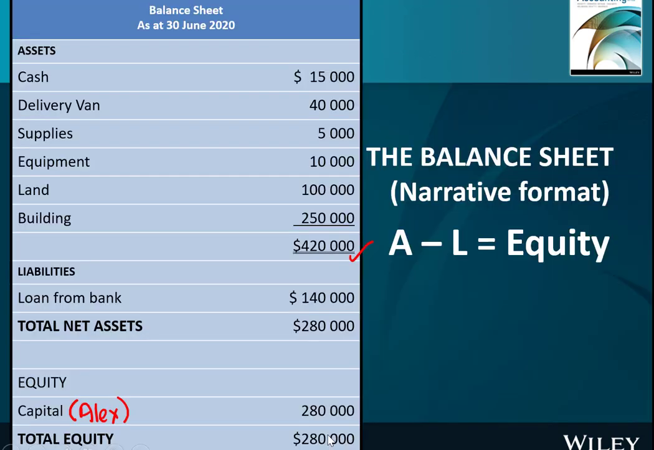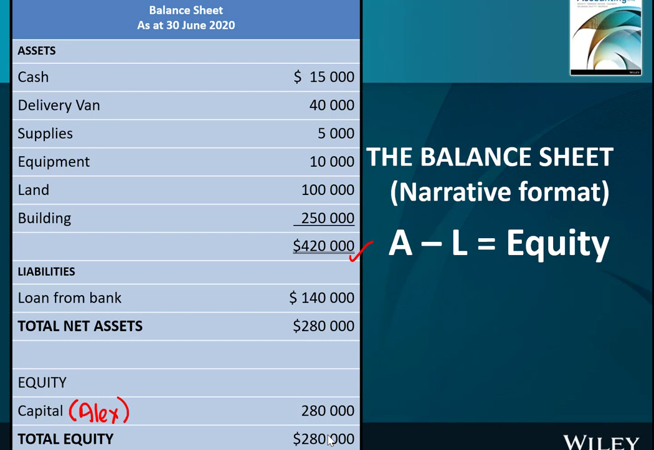So this document, the balance sheet, helps the users of financial statements understand the financial position of the business. What is the amount of assets? What types of assets does the business have? Also liabilities: what is the total liabilities, what are the types of liabilities, and how much has the owner contributed to the business?